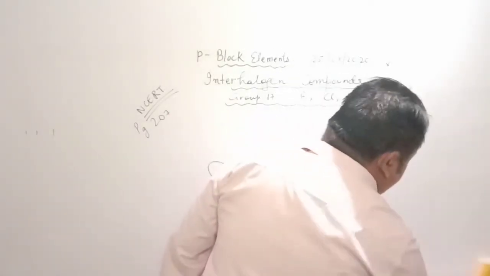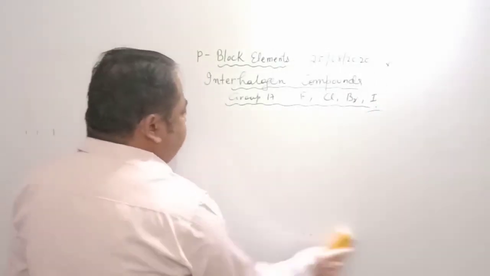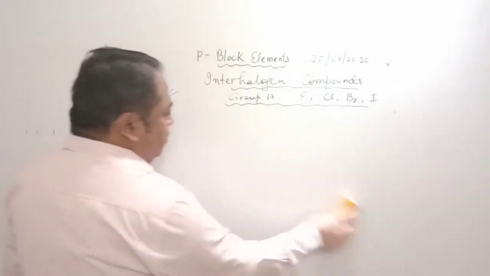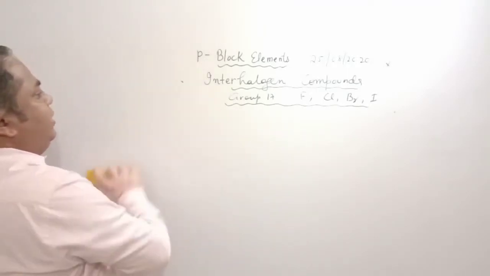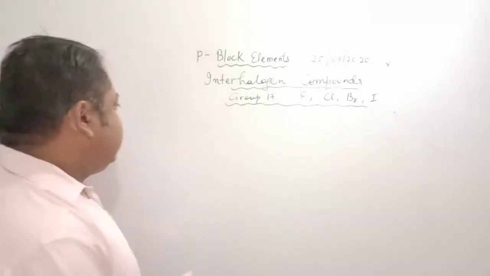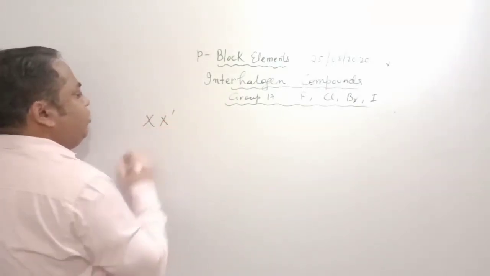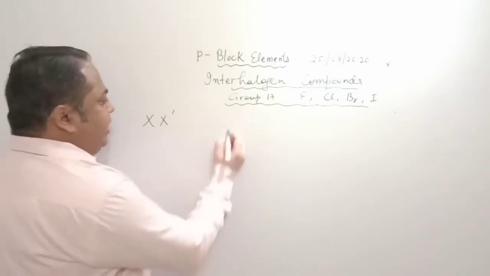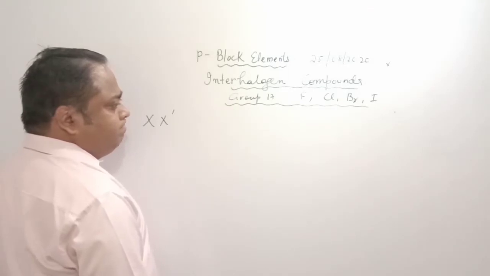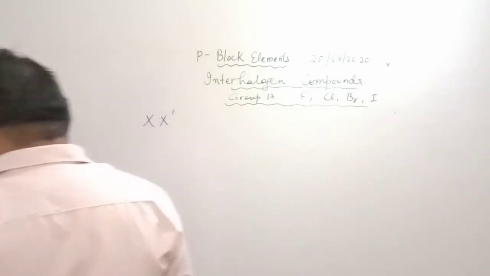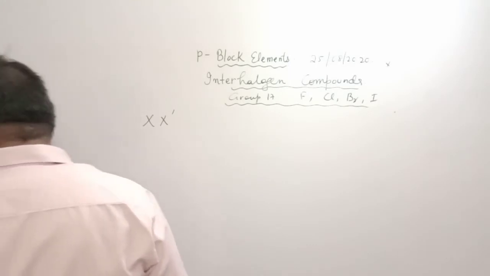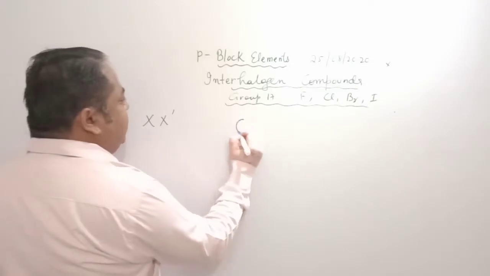Now, finding out the molecular structure of interhalogen compounds gives us very good practice for finding out the molecular structure of compounds of any other p block elements, because it has a variety of structures. Let us take the example of XX' type. What would you like me to take? Can I take ClF, or should I take BrF? So I can take any. Let me take ClF.